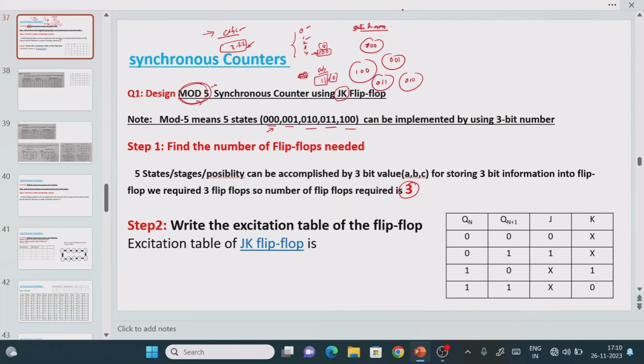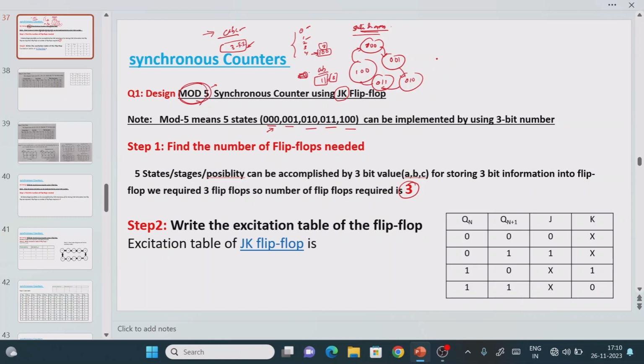If you observe here, mod 5 means 5 stages: 1 2 3 4 5. Remember that for mod 5 you should not write 1 0 1. If you start from 0, by 4 the 5 counts will be completed. This is the important point to remember. If you take 1 0 1 also, then it will be a mod 6 counter, not a mod 5 counter. After applying the clock pulse, it changes from 0 to 1, 1 to 2, 2 to 3, 3 to 4. Once it is completed, it returns to the initial position. This is what we represent as the state diagram.